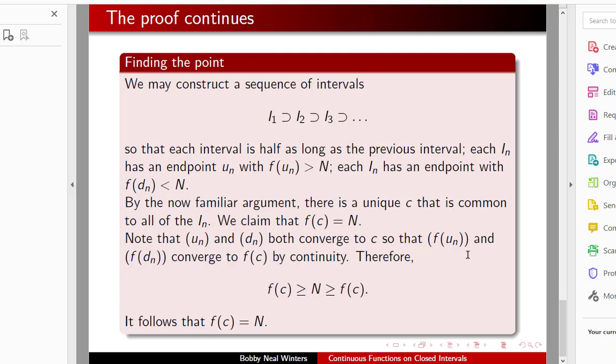such that I_n has an endpoint u_n that is mapped above capital N, and an endpoint d_n that is mapped below capital N. By the familiar argument, there is a unique c that is common to all of the intervals I_n. We claim that f of c is equal to N. Note that both u_n and d_n converge to c, so that f of u_n and f of d_n converge to f of c by continuity. Therefore, we have f of c is greater than or equal to N is greater than or equal to f of c. So, hey, everything's equal to f of c. And we're done.